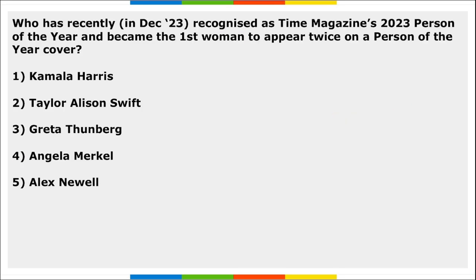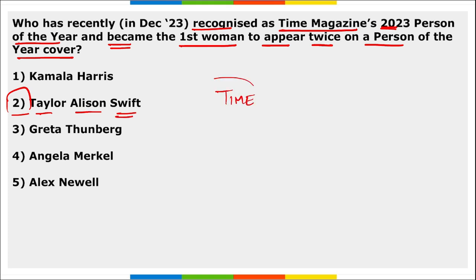Next, who has been recently recognized as the Time Magazine's 2023 Person of the Year and became the first woman to appear twice on a Person of the Year cover? She's a very famous singer, Taylor Swift. Her full name is Taylor Alison Swift, right? And recently in the Time Magazine, she appeared as the Person of the Year 2023, right?